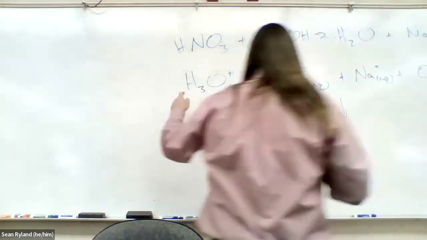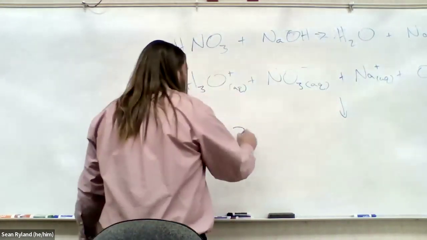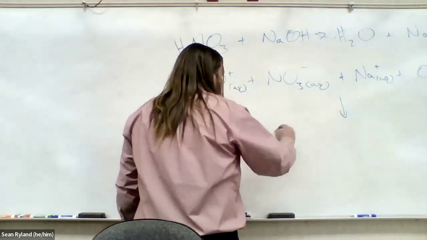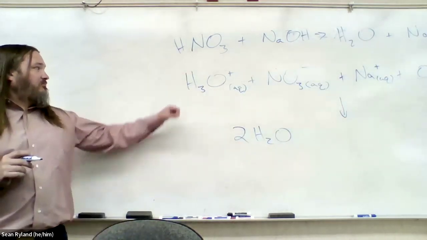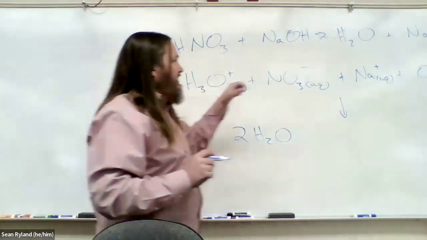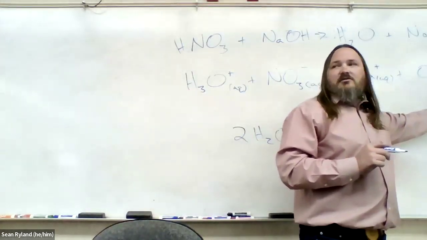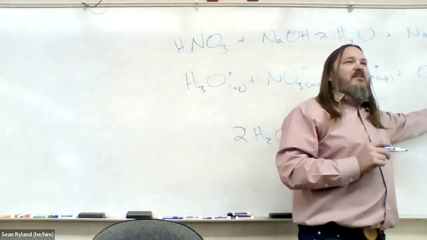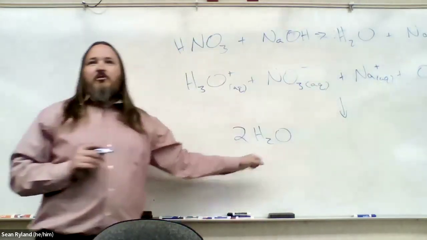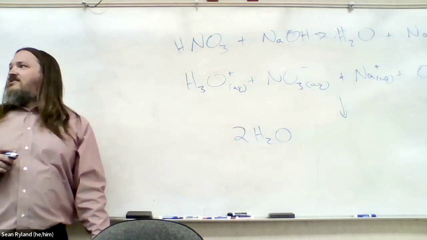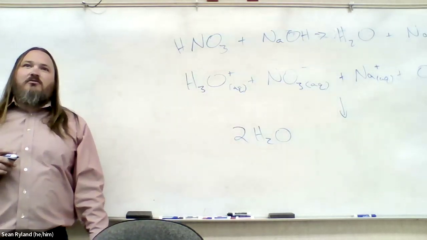If you put hydronium and hydroxide together, you get two H2O molecules. The hydronium gives the hydroxide an H+. And that makes everything more stable because now we have two water molecules and now the charge on everything is 0. Everything's more stable.